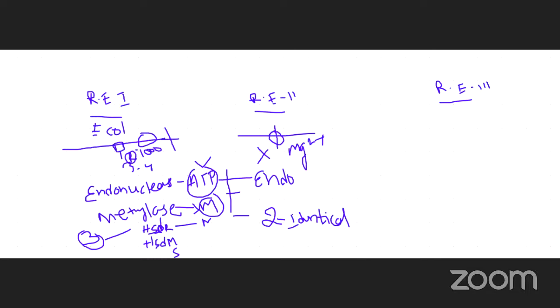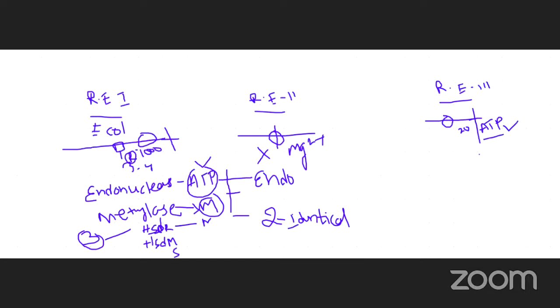This is the recognition site. The enzyme cuts the DNA 20 to 30 base pairs after the recognition site. Here it cuts, here 1000, but here 20 to 30 base pairs. And for this endonuclease activity, it utilizes ATP energy.